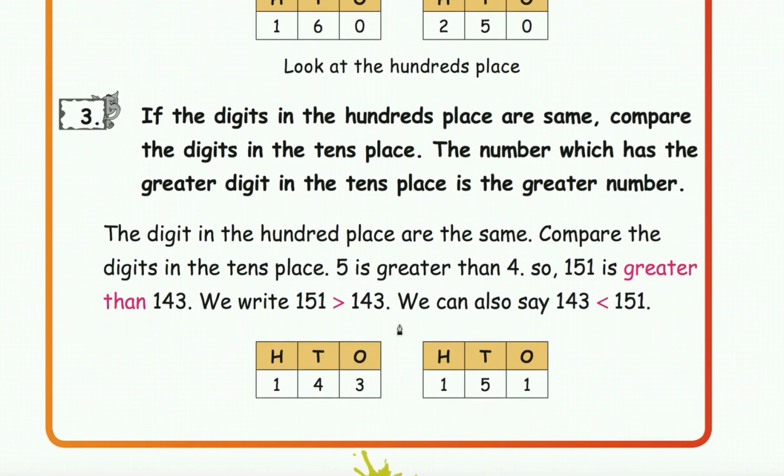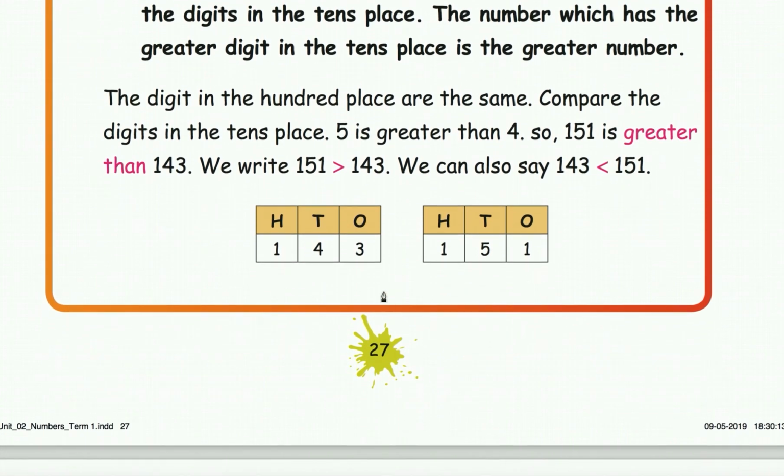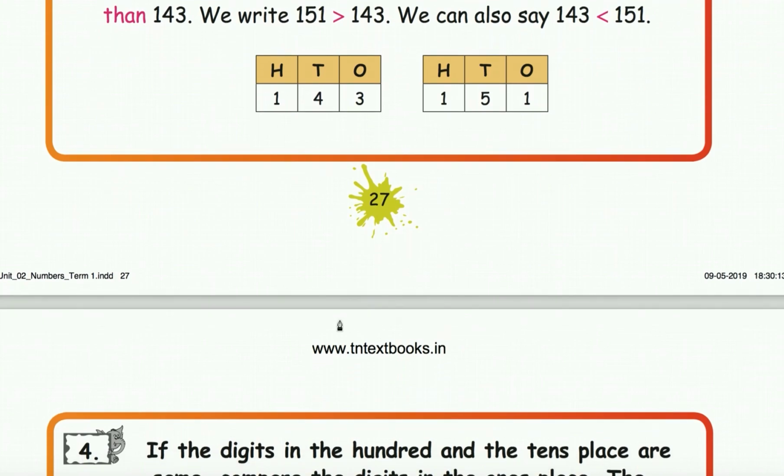If the digits in the hundreds place are same, compare the digits in the tens place. Okay, that is good. 143, 151, which is more? Hundreds place 1 and 1. Tens place, this is 4 and this is 5. Which is bigger? 5 is bigger. So 151 is greater than 143.